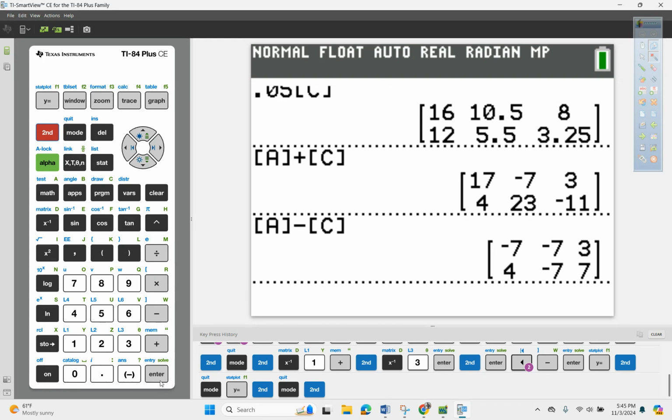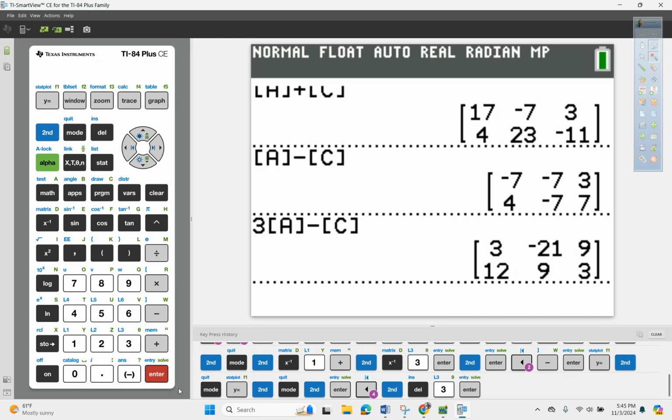How about second enter? It means cut paste. And then I'm going to come back over here and I want to insert a number in front. So second delete, which is insert. And now this is going to multiply everything in A and then subtract C. Can we do that? Sure enough, and it did not give me an error message.